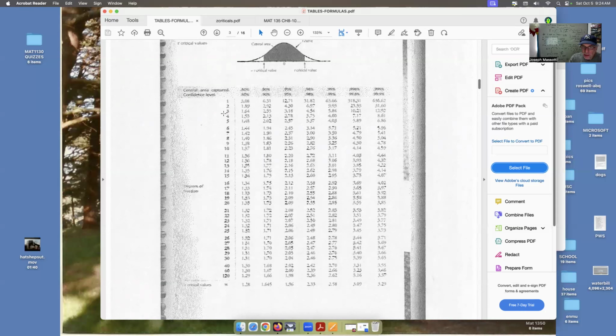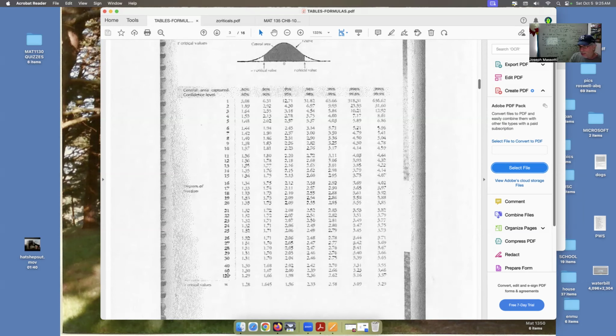Now notice it goes 1 to 30, and then it jumps to 40, and then to 60, and to 120. So if your degree of freedom is between any of these numbers, the general rule is to go to the lesser number. So let's say you had 50 degrees of freedom, you would use the 40. Let's say you had 100 degrees of freedom, you would go back to the 60. Now, if it's like 119, you can use 120.